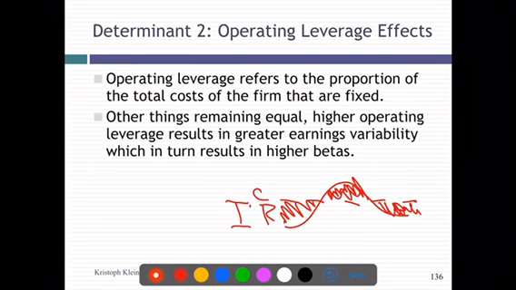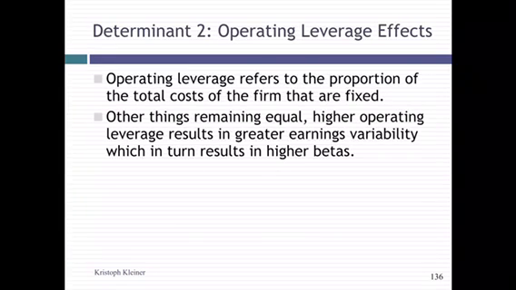So what this is saying is that you're really dependent on your revenues. And if you're dependent on your revenues, you're really dependent on the market. Because recessions are going to really hurt you and booms are going to really help you. So going back to this argument about operating leverage, what we're seeing is that firms that have high fixed costs are going to have high betas.